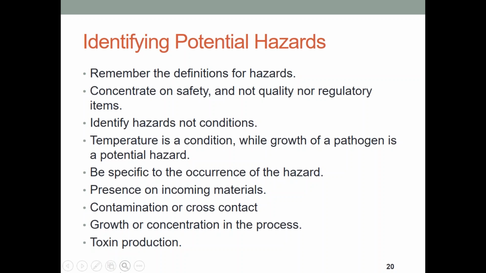Be specific to the occurrence of the hazard. What is it that causes the hazard to occur? Because if you can be specific to the occurrence of the hazard, then you might be able to eliminate the hazard or control the hazard at a lesser level using a different technique. So think about the hazard's presence on incoming raw materials. What about contamination or cross-contact during the process? What about growth or concentration in the process? What about toxin production?